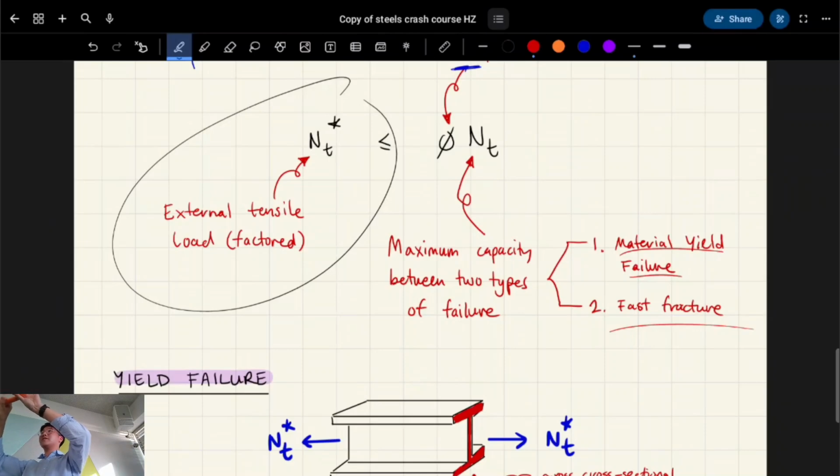This is yield failure, where the section yields so much that the cross-section gets so weak it can't take the forces anymore. That's the first type of failure. The second one is fast fracture. Do you see how it fractured? This is a brittle type of failure.